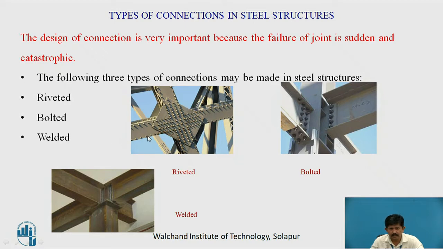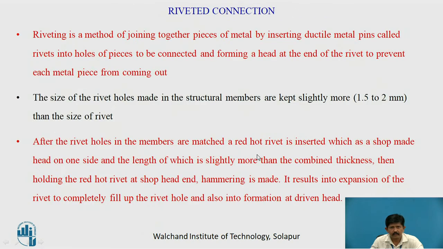Here you can see the riveted connection. So, here a bolted connection you can observe, and this is the welded connection. Riveting is a method of joining together pieces of metal by inserting ductile metal pins called rivets into the holes of the pieces to be connected and forming a head at the end of the rivet to prevent each metal piece from coming out. The size of the rivet hole made in the structural members is kept slightly more than the rivet diameter.